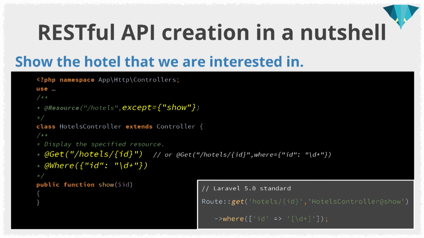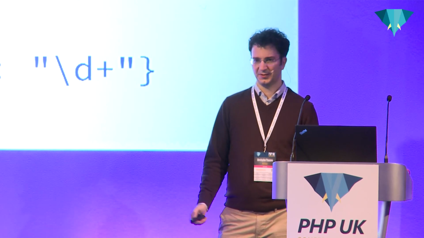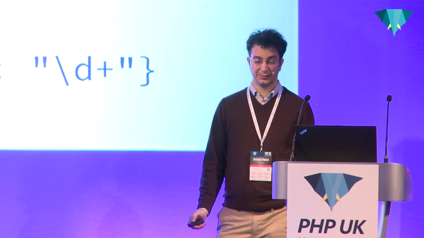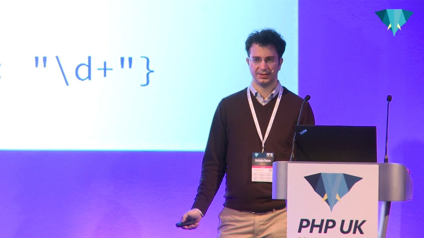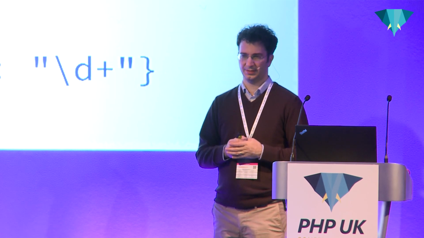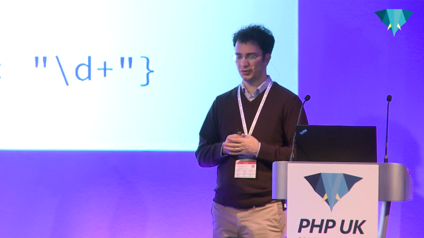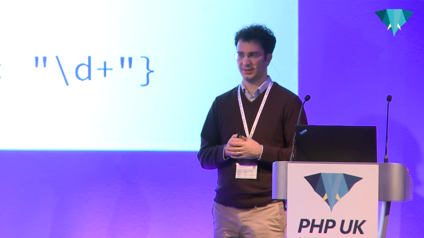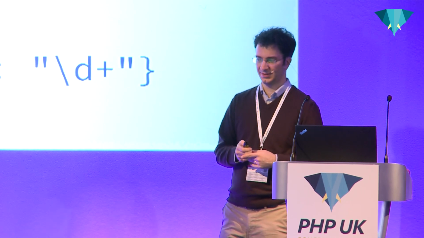And again, in the lower right is the Laravel standard way of doing it. Basically, we just chain the where limitation onto the end of the get. Each framework has a different term. In Laravel, it's called where. In Symfony, it's a requirement. And in Zend, it's a constraint. Conceptually, it's the same thing, because we're just saying that there should be an ID, and it should have one or more digits, and not be alphanumeric, for example.